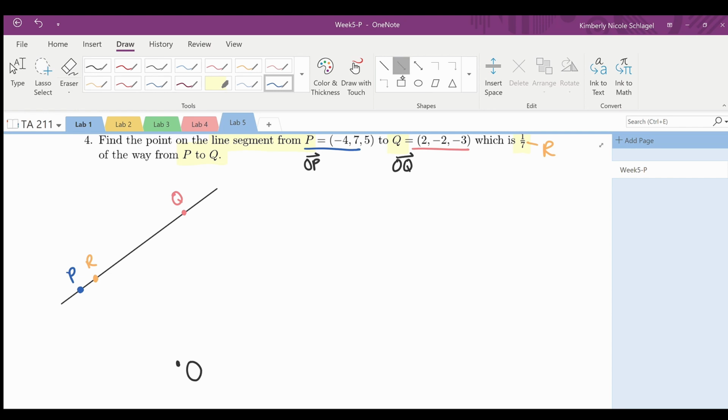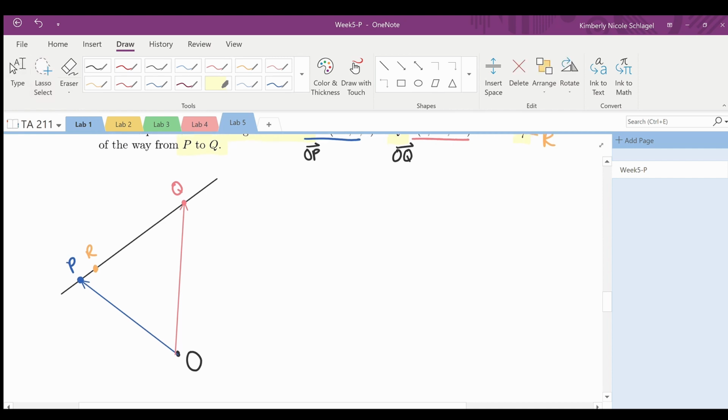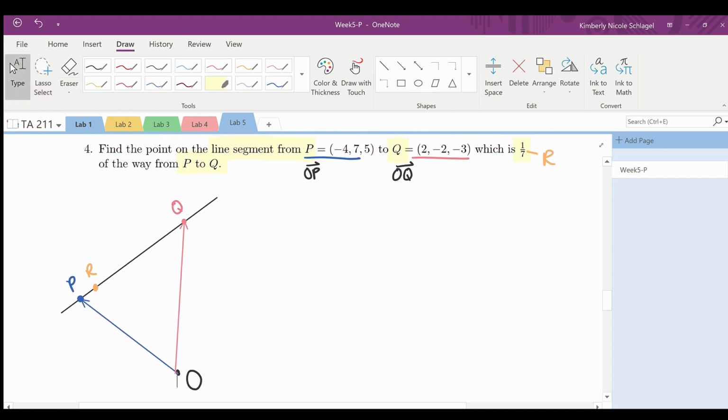Okay, so what that looks like is we know that our vector points from the origin to our point here, and our vector OQ is pointing from the origin to Q over here. It's a little bit off, but that's okay. So we can actually write that in. We have -4, 7, and 5, and over here we have 2, -2, and -3. So those are the points that we're given. We need to find R.